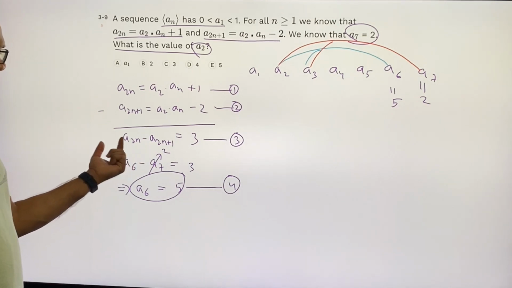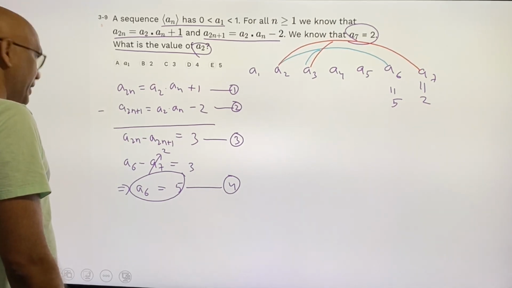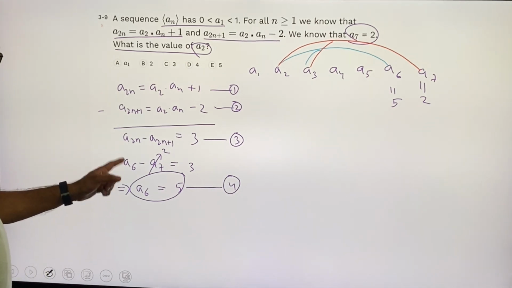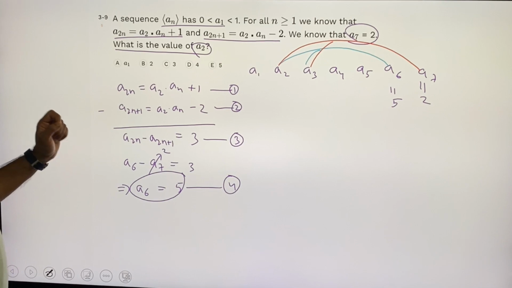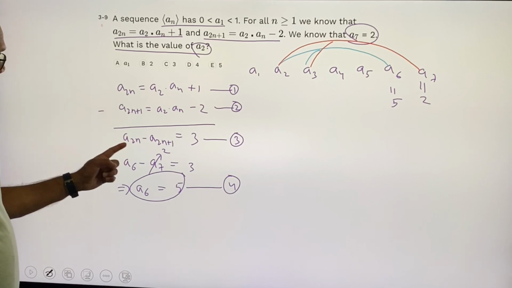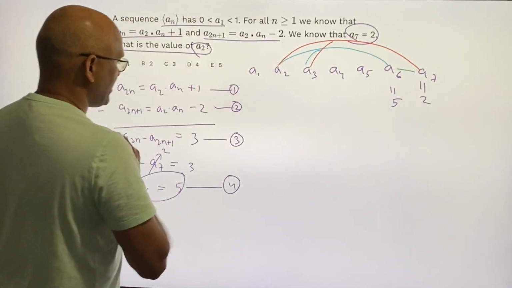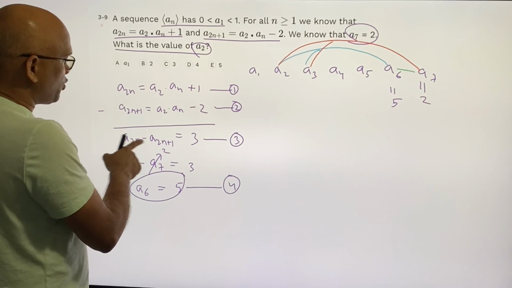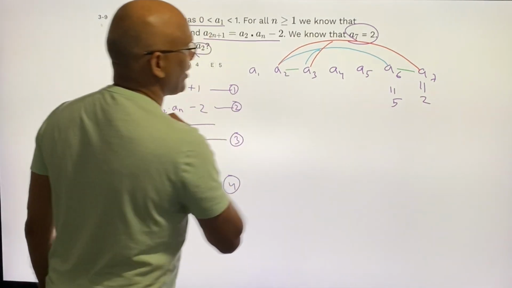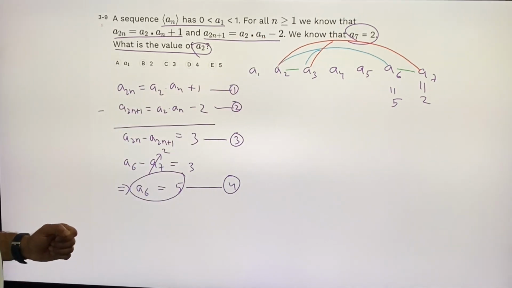And let's see this one, a_2n and a_(2n+1). Let me add another color yet. If n is equal to 3, then this relates 6 and 7. So a_6 and a_7 are related. And similarly, if n is equal to 1, then a_2 and a_3 would be related. So these are the relations we have.